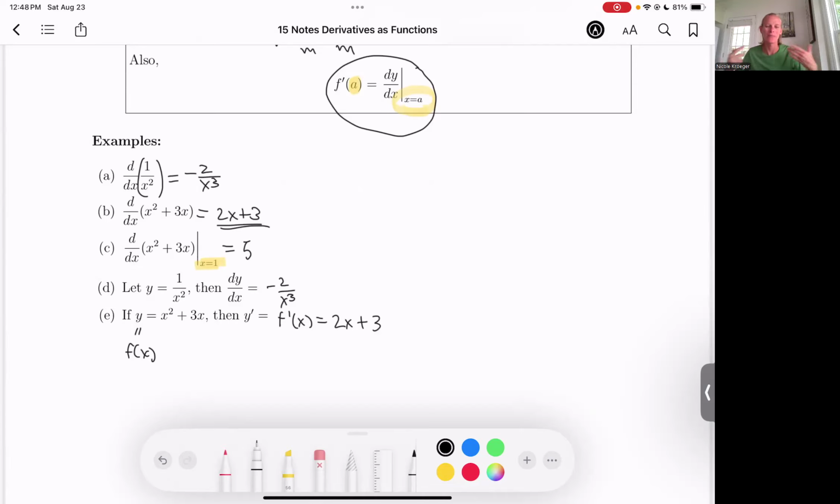Okay, so I'm just showing you that there's a lot of different notations. We're going to get practice with all these notations in class. I just want you to be comfortable with all of them because they are all used in different ways and at different times.